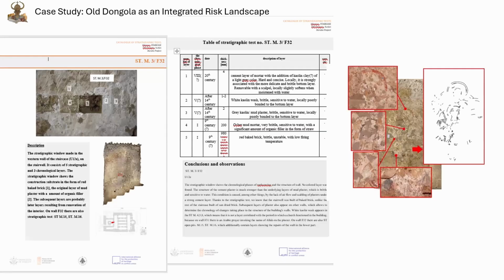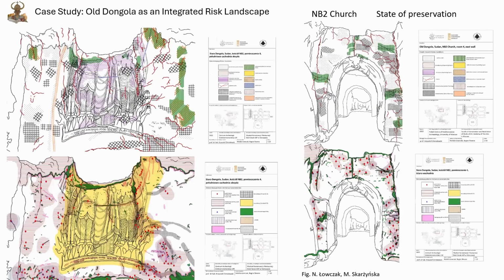Here, once again, is an example of a table of stratigraphic tests, and how we can describe it. And one of my favorites is the mapping of damages, but also the mapping of interventions. This is very important for me, for future conservators, so that in a simple way they can see what we used and in which places.